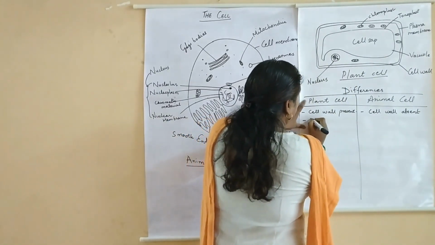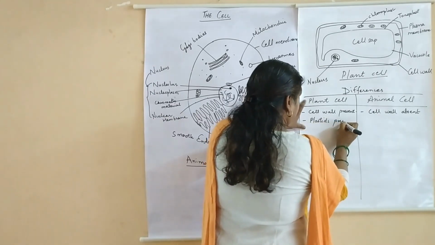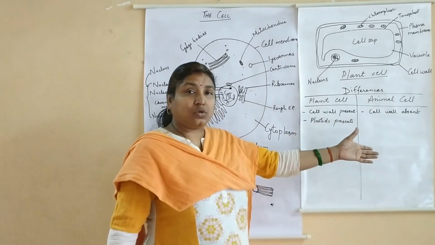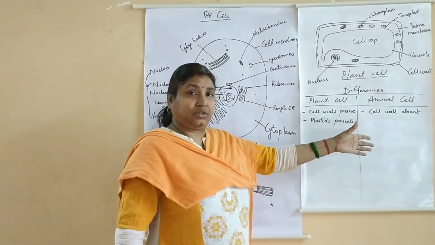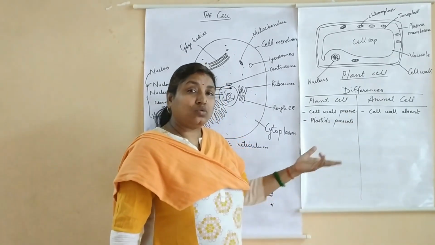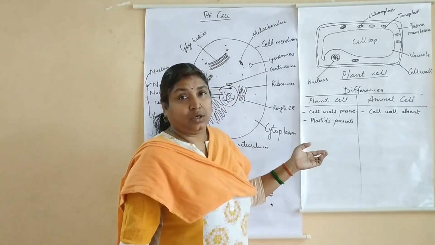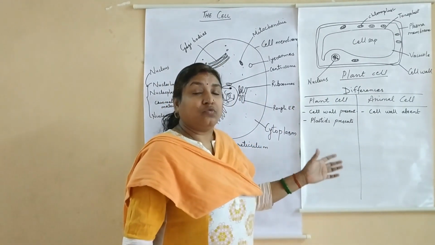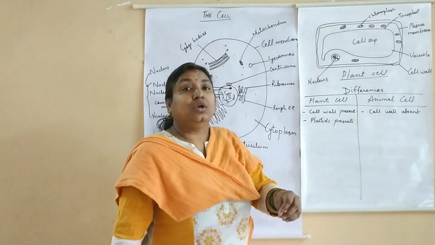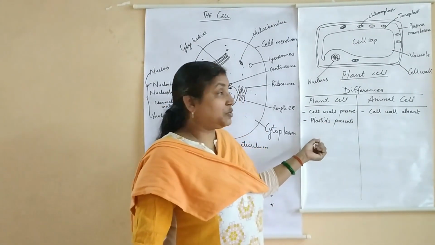Next, plastids are present. Just now we spoke about plastids. We have studied only chloroplast, but there are 3 types of plastids. Apart from chloroplast, there are 2 more plastids called leucoplast and chromoplast. Leucoplasts are plastids which store food. Like in radish, the food is stored in the leucoplast. That is why it appears white in color. So, leucoplast is for storage purpose.